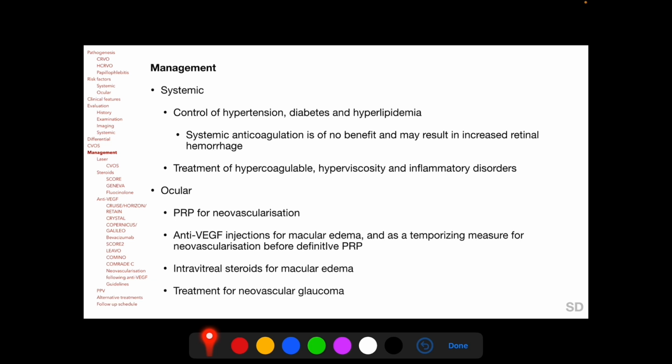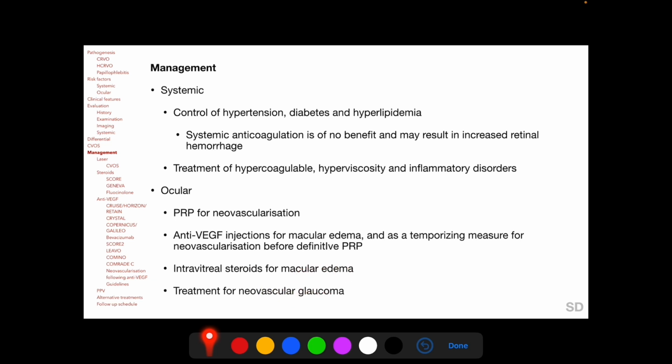We will be discussing the ocular interventions in more detail, and ocular interventions include pan-retinal photocoagulation for neovascularization, anti-VEGF injections for macular edema, and as a temporizing measure for neovascularization before definitive PRP for neovascularization, intravitreal steroids for macular edema, and treatment of neovascular glaucoma.